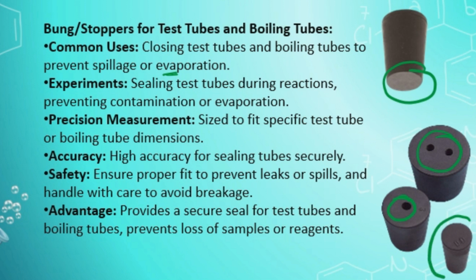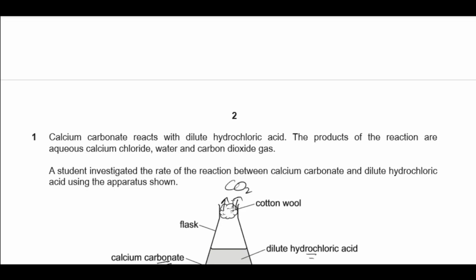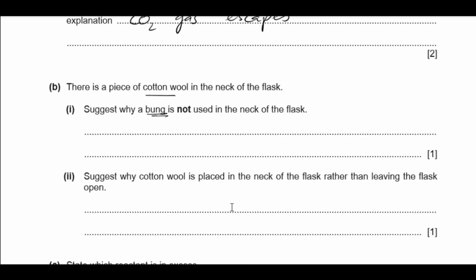Mostly a stopper or bung is used that doesn't have any hole in it. So basically it would prevent evaporation. While, as we discussed earlier, carbon dioxide is escaping from here. That won't be possible using a bung. If you use a bung, carbon dioxide can't escape.